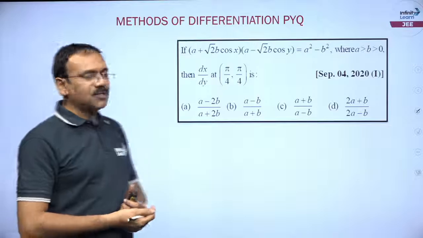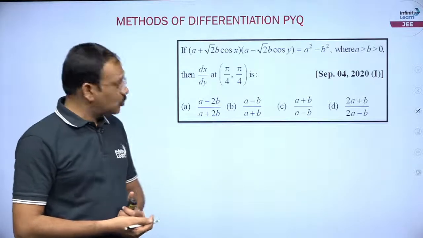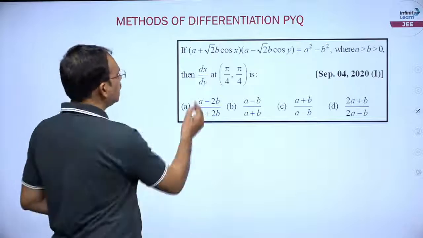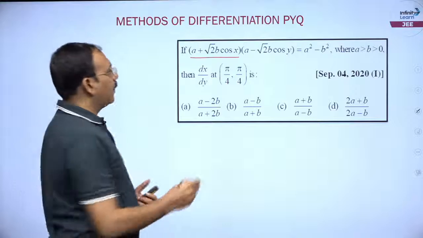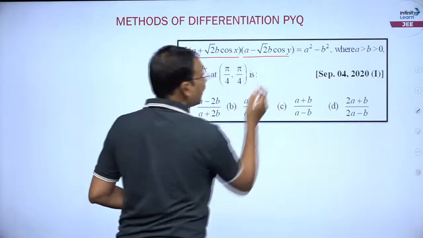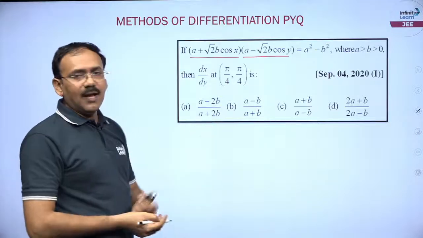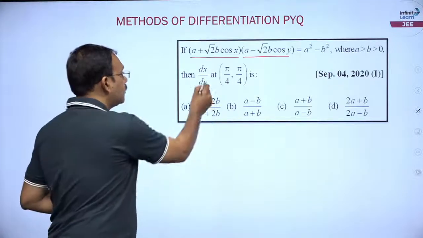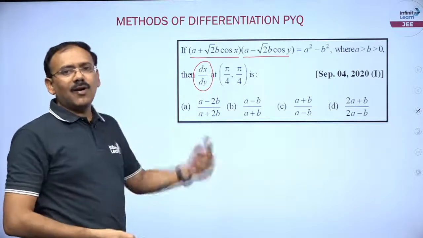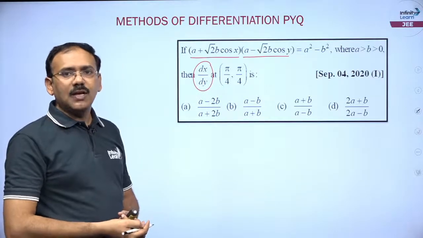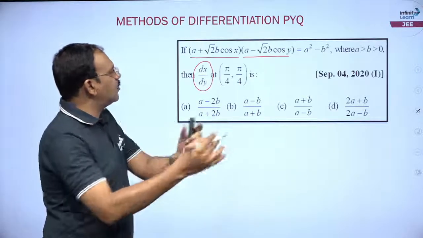Next, you see this question, friends. This is another question, 2020 question. This is a plus root 2b cos x multiplied by a minus root 2b cos y is equal to a square minus b square, where a, b are constants. I want, you see, dx by dy. Fine, we call it an implicit function. X and y are mixed together. I can't write y is equal to something.